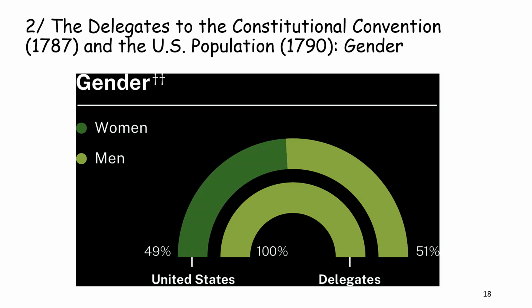And then again, when you look at gender, like today, it was almost a 50-50 split between men and women, and yet again, 100%. There was not a single woman at the Constitutional Convention.